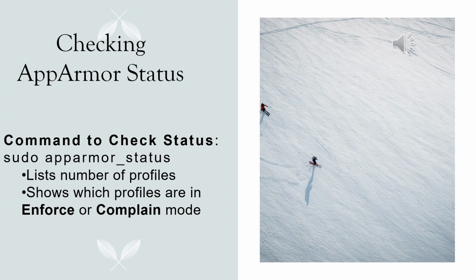One way to check the AppArmor status would be to use this code right here, the sudo command. And to list the number of profiles and show which profiles are in enforce or complain mode, you would also use this code as well. So to be able to check the status and see if it's working, you want to use this code right here.